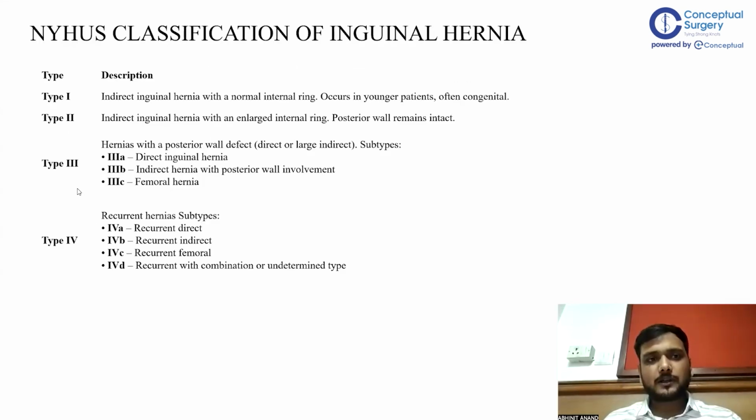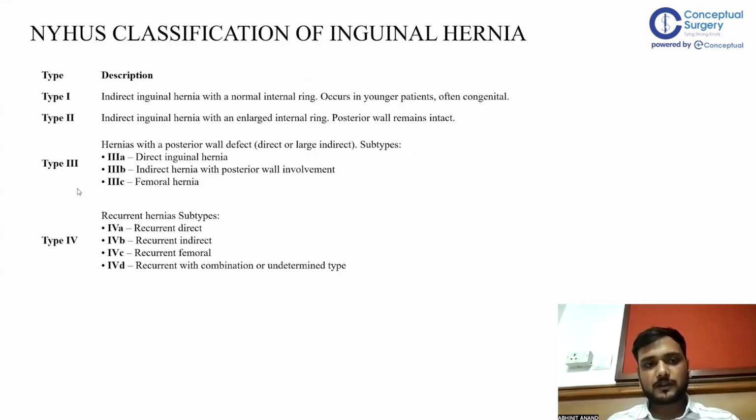The classification of inguinal hernia. First one is the NIHS classification, which is classified into type 1, 2, 3, 4. Type 1 is indirect inguinal hernia with a normal internal opening. Type 2 is indirect inguinal hernia with enlarged internal ring. Type 3 is type 3A, type 3B, and type 3C, where type 3A is direct inguinal hernia, type 3B is indirect hernia with posterior wall involvement, and type 3C is femoral hernia. Type 4A is recurrent direct. Type 4B is recurrent indirect. Type 4C is recurrent femoral, and type 4D is recurrent with combination or undetermined type, which we cannot classify.